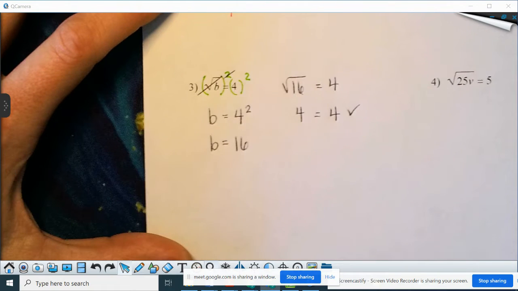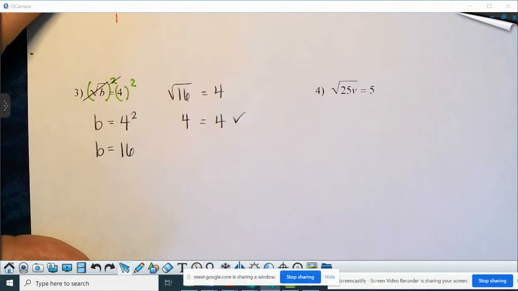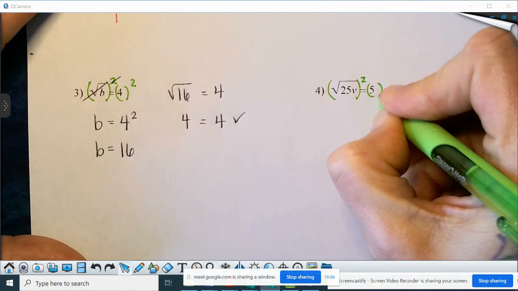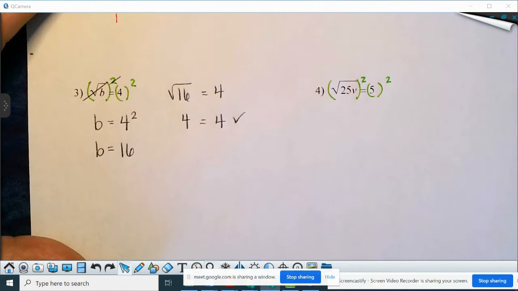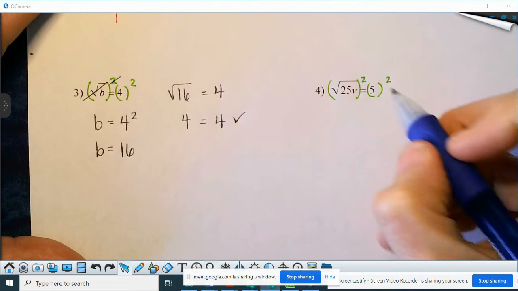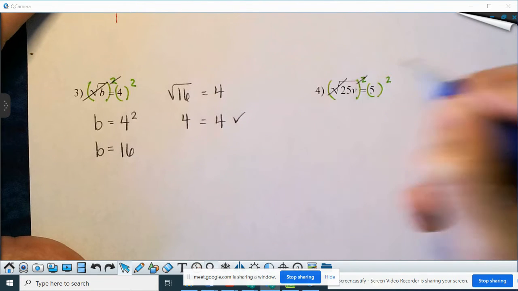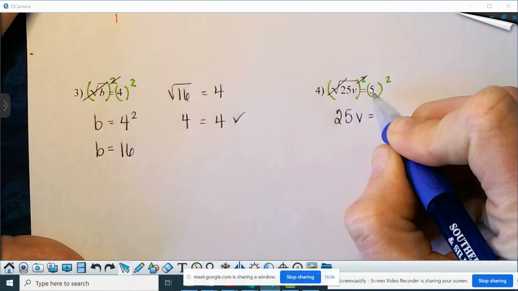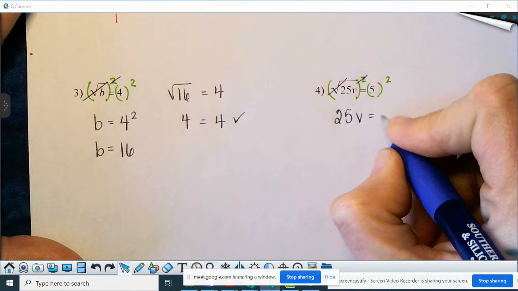Number 4 is just amping it up just a hair because there is a variable, but just to see all the examples and types of ways they can do these basic guys, and not to panic because there's a variable there. So squaring to get rid of the square root bar. So we have 25v equals 5 squared, which is 5 times 5. It's going to give us 25.